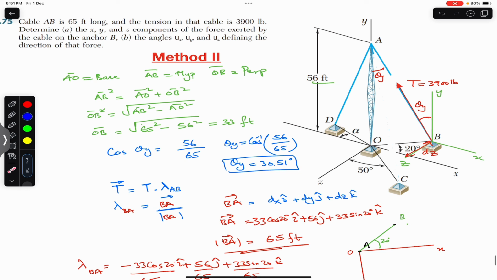I hope this will help you in your learning. I suggest that you compare this method 2 with method 1, and the link for method 1 is given in the description of this video. That will help you solve such kinds of problems using 2 different methods.